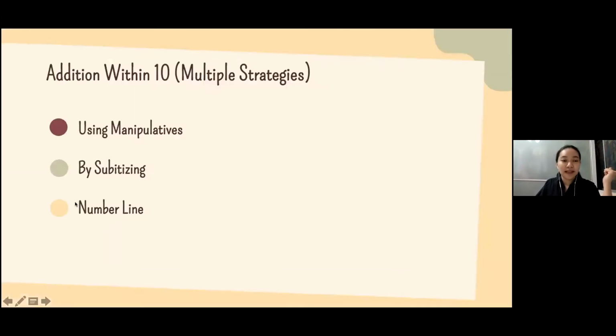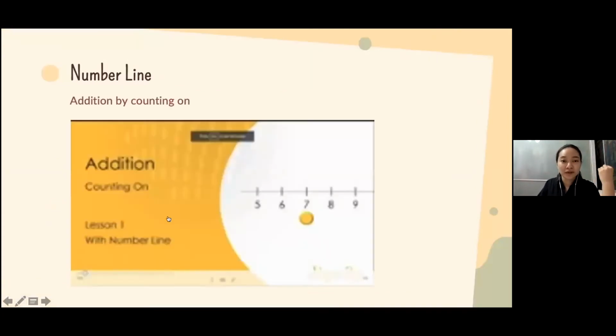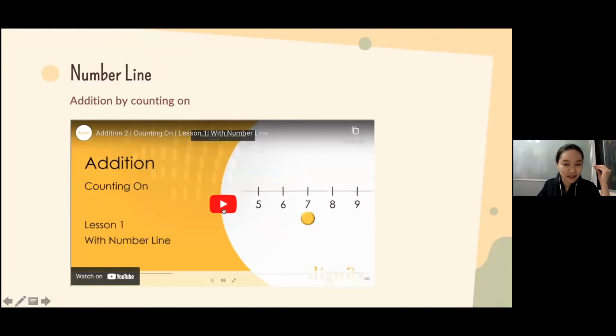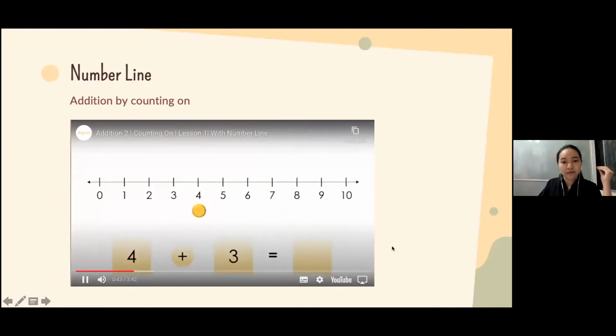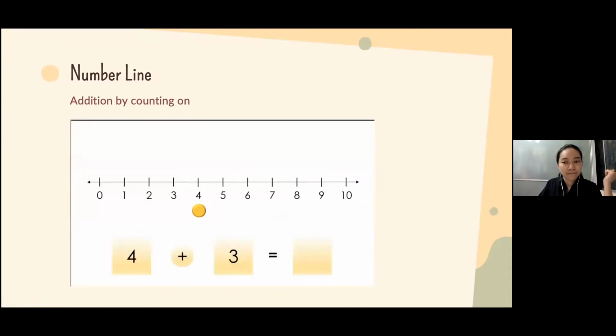All right, and then we have number line. So the first two is combining 2 sets of objects. So number line, we are teaching them another skill, which is counting on. If we add 3 to the number 4, let's move the counter to the right 3 times. Watch carefully as I move the counter.